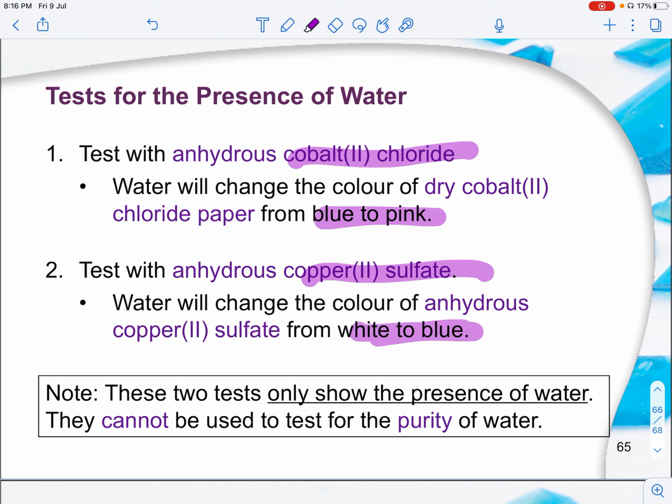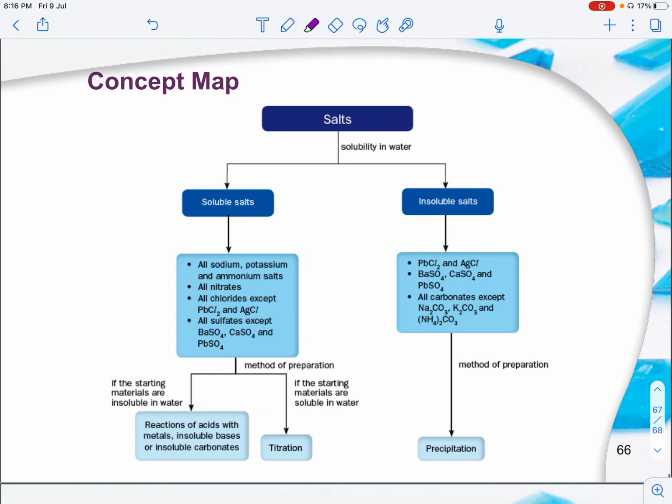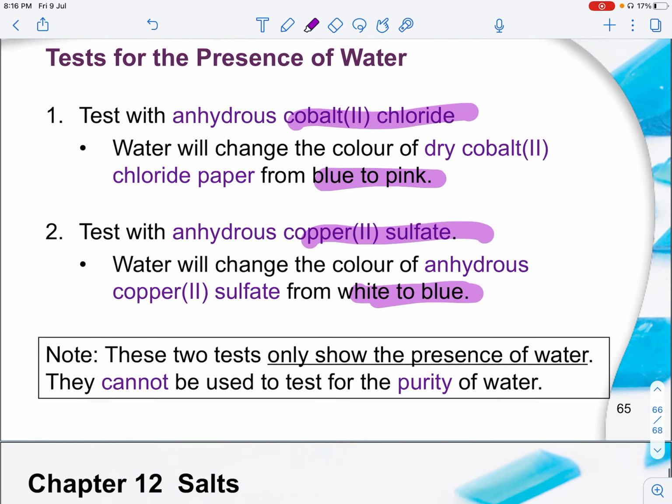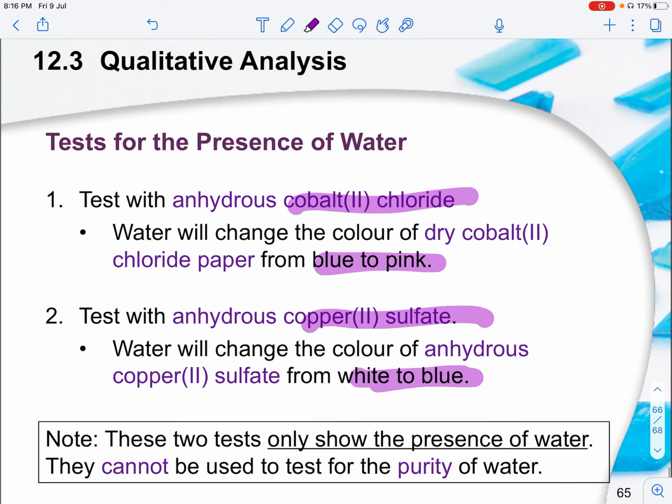These two tests only show the presence of water. They don't tell you how pure the water is. Whether there are impurities or not, you can't tell. So generally, that's the main component for qualitative analysis. And if you want, you can always review the previous video on salt preparation.